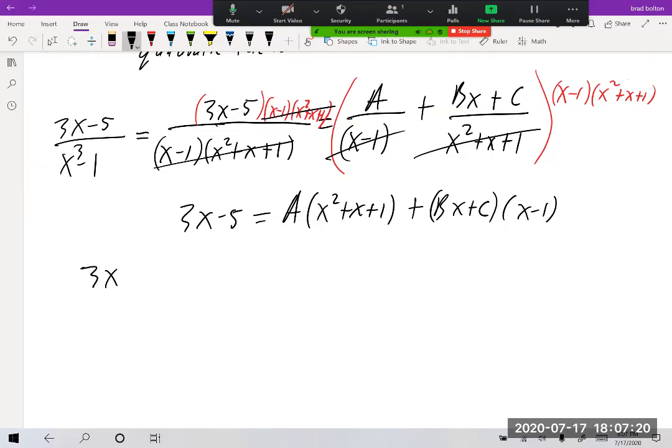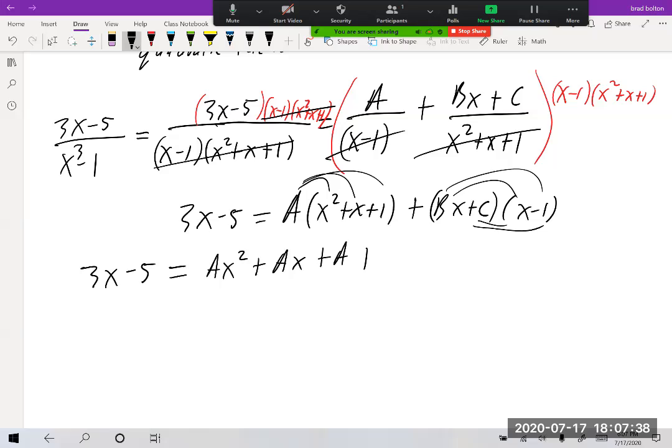So what I'm going to do is rewrite this. This is 3x minus 5 equals, and now this is going to be a x squared plus ax. I'm going to distribute the a, and I'm going to distribute this. So this is plus a plus bx squared minus bx plus cx minus c. Now I'm going to group everything that has an x squared, everything that has an x, and then everything that doesn't have an x at all.